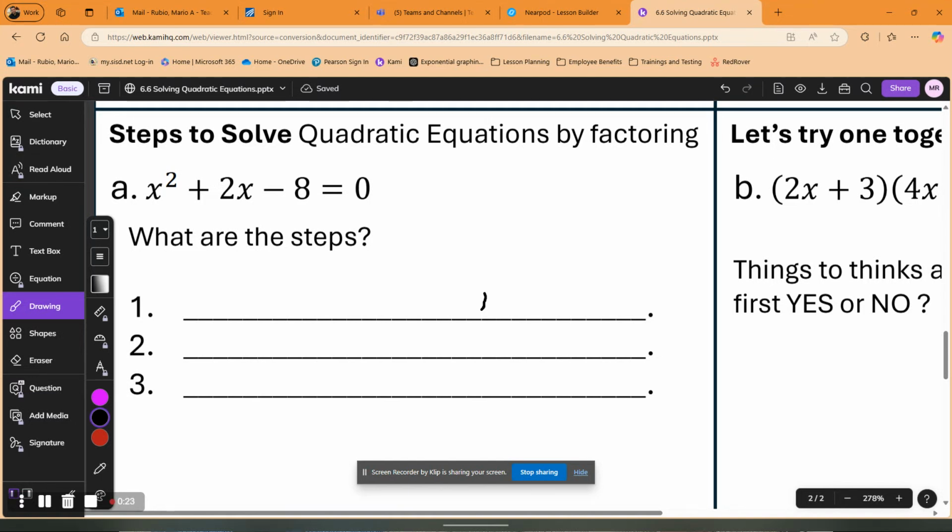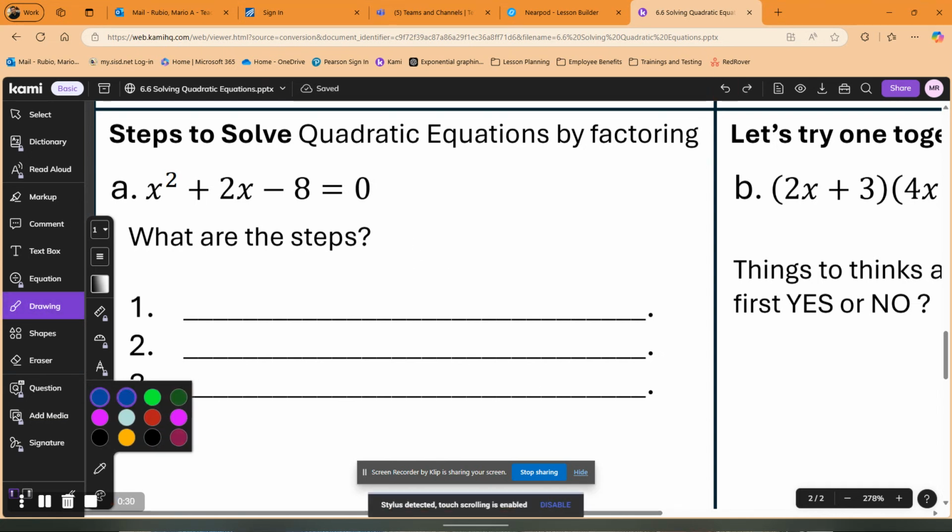What's going on with my pen here? Is my battery dead? Oh, there it goes. Let me see. Okay, here we go. Now we're good.